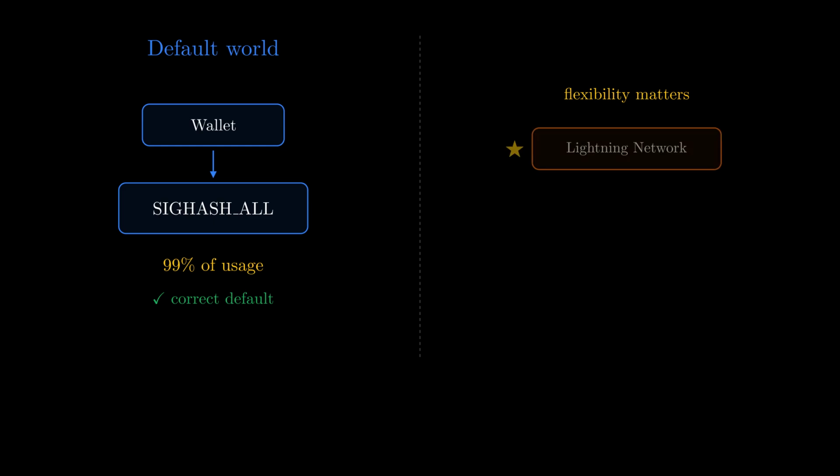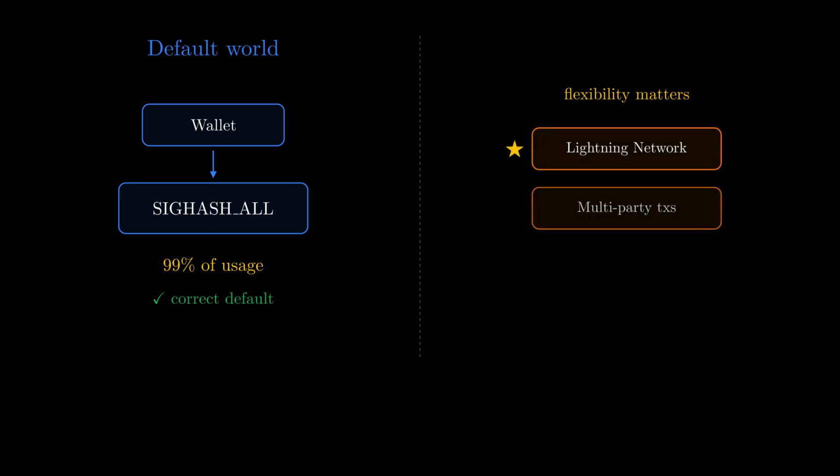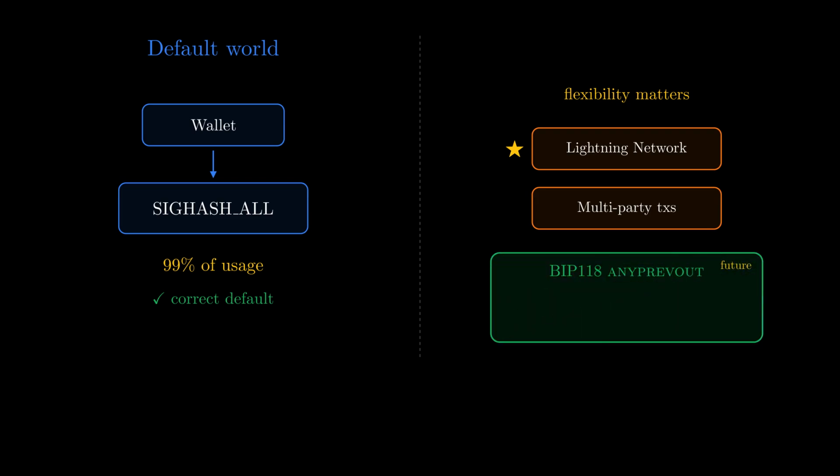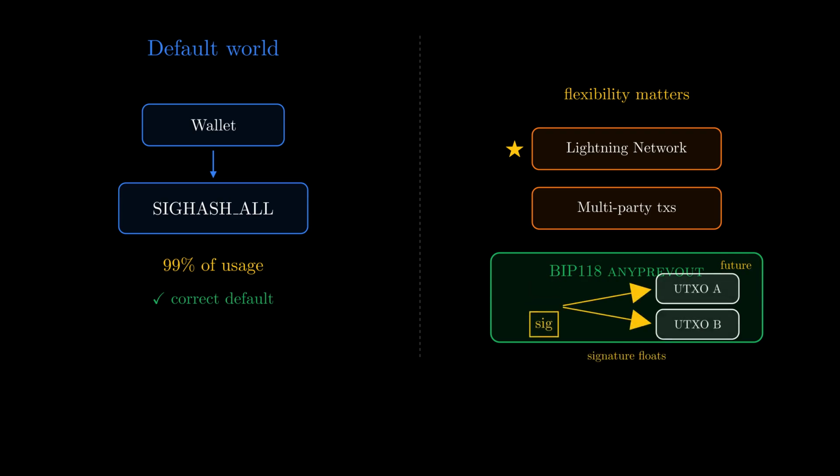Most users never touch these flags. Wallets default to SIGHASH ALL, and that's correct 99% of the time. But the flexibility matters. Lightning Network and other Layer 2 protocols depend on this granularity to coordinate multi-party transactions safely. The next frontier is BIP118, also called AnyPrevout, which lets a signature flow between different outputs. Critical for cleaner payment channel designs that don't need to pre-commit to specific UTXOs.